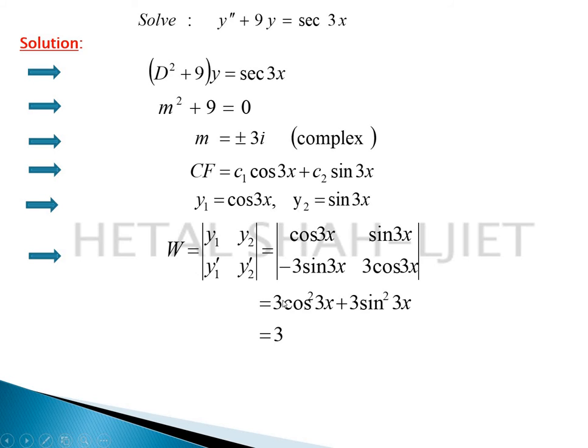By simplifying, we get 3 cos square x plus 3 sin square x equal to 3, which is not equal to 0. So the formula for the particular integral is u y1 plus v y2. Here y1 is cos 3x and y2 is sin 3x. Now we want to find u and v.